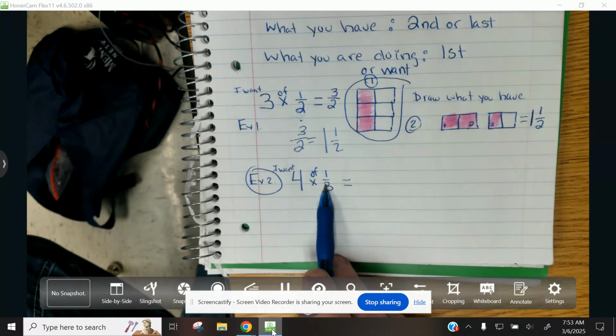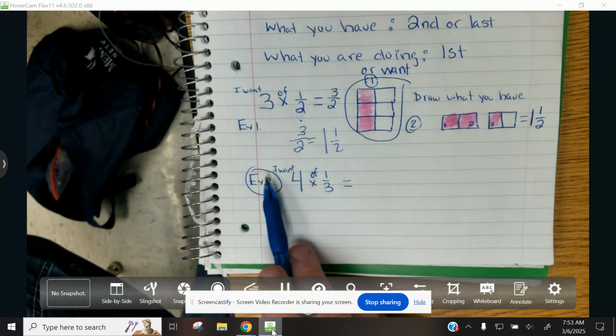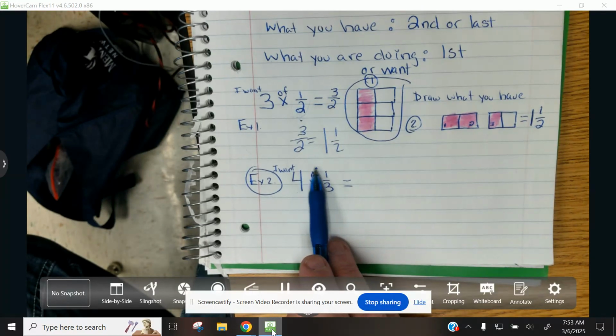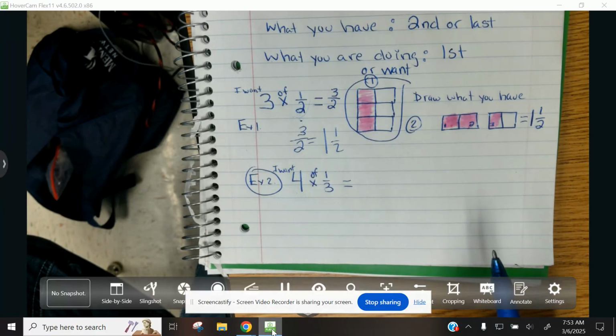We can go to anything. I'm going to go candy bar here. Okay? I want 4 of 1/3 candy bars. I want 4 of the 1/3 candy bar.